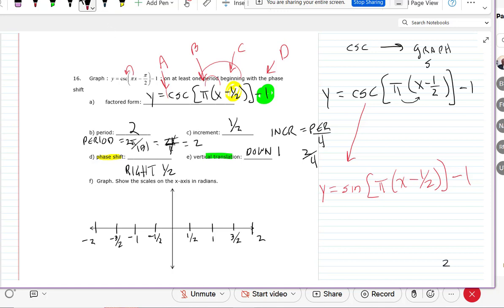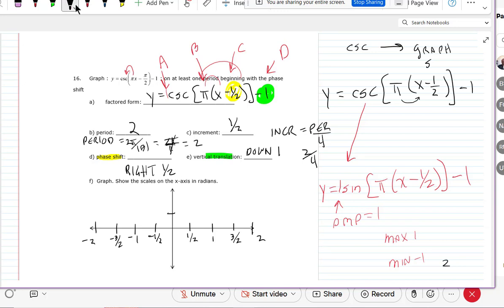So here's what I'm going to do on this. You have an amplitude of 1. Your amplitude is 1. That's the number in front of the trig function. That's going to tell you that you have a max at 1 and a minimum at -1. And then you have this vertical translation of -1. So you've got to move everything down.